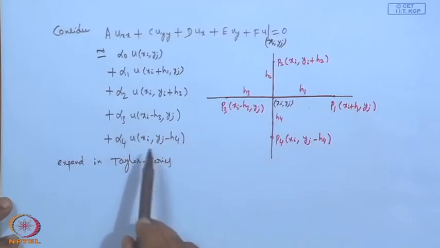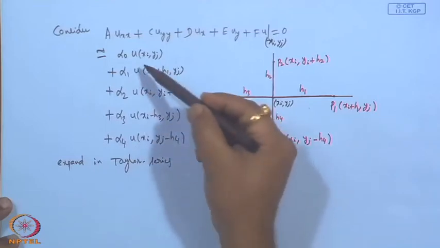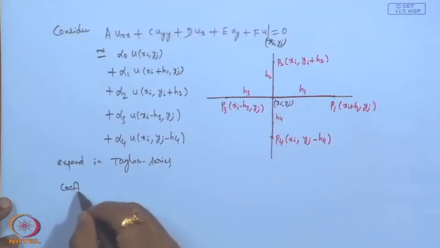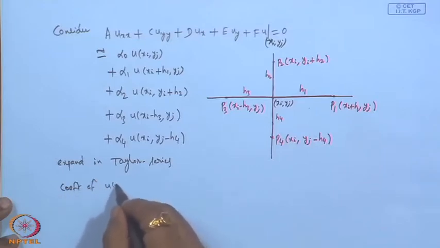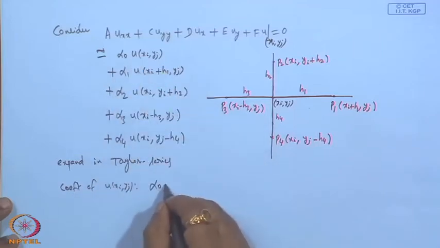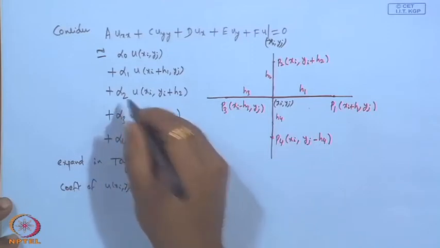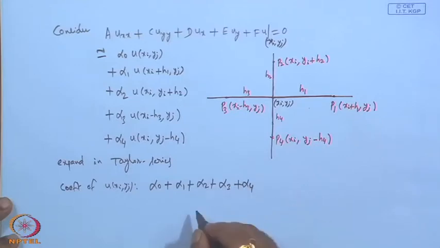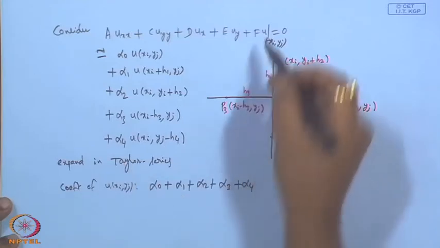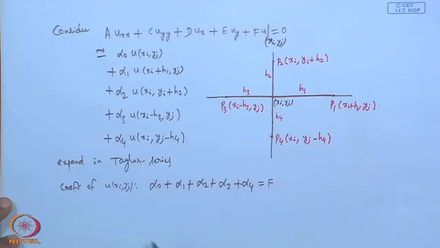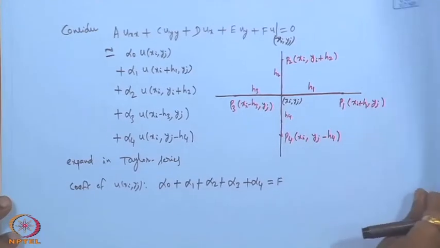That means, coefficient of u x I y j. So, for example, you can see coefficient of u x I y j. So, I will do coefficient of... So, from here alpha 0, alpha 1, four, and from here. So, this is minus f equal to 0 otherwise. Okay. So, similarly, we do it for other terms.